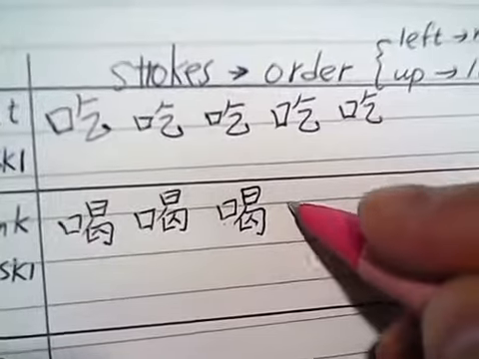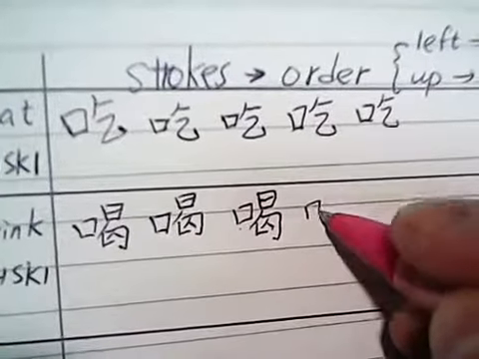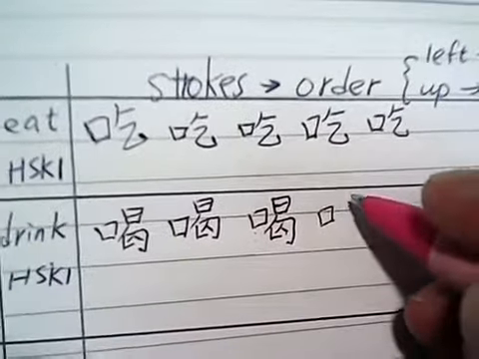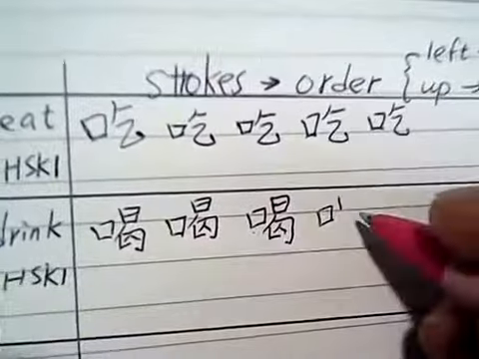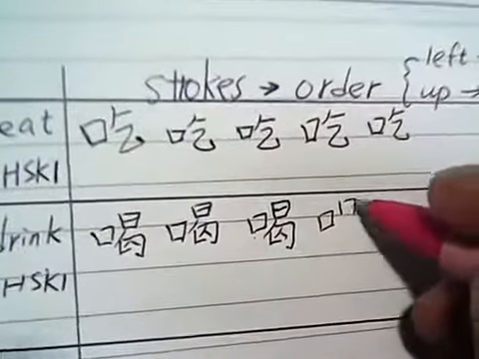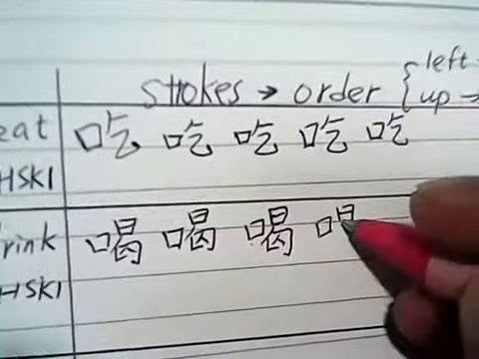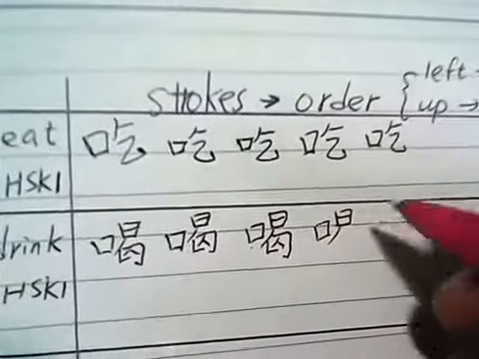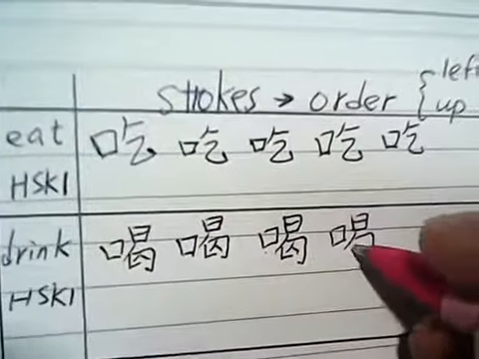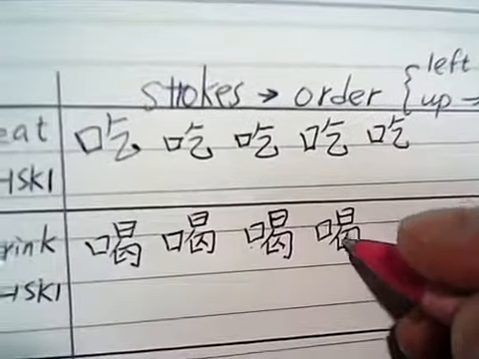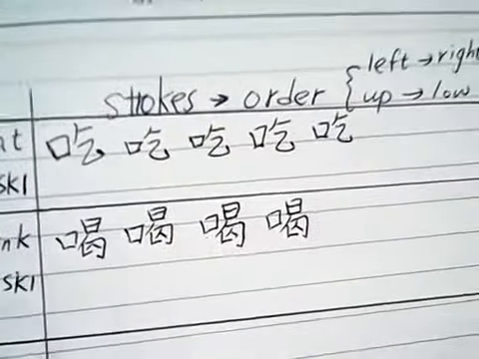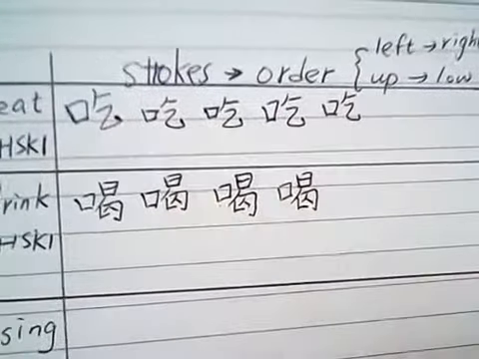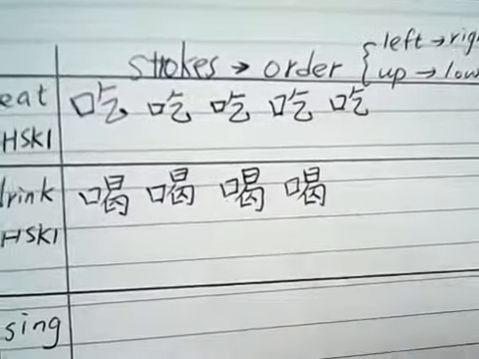Okay, let's practice it again. Okay, like this, like this. The radical 口, then write this, like this. We write it just slowly and with the proper order, okay? Like this. Like this. Okay. Actually, we just follow the rule, left, right, up, low. Then you can write a better and beautiful Chinese word. Okay, so let's introduce the next word.